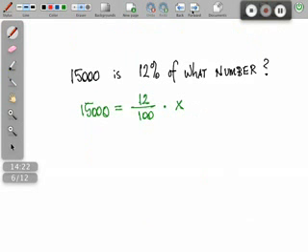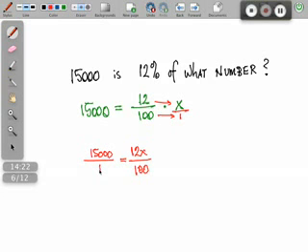Finally, 15,000 is 12% of what number? Well, I'm just going to take my x here and divide by 1 because I'm allowed to do that. I'll multiply my tops and my bottoms. I'll get 12x equal to 100. On the other side, I'm going to make 15,000 a fraction, so I'm just going to divide that by 1.